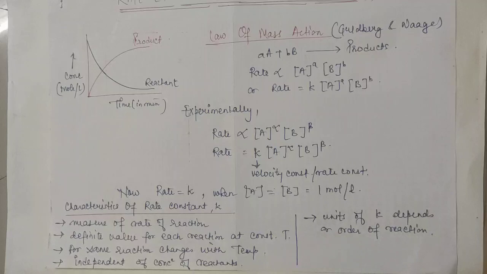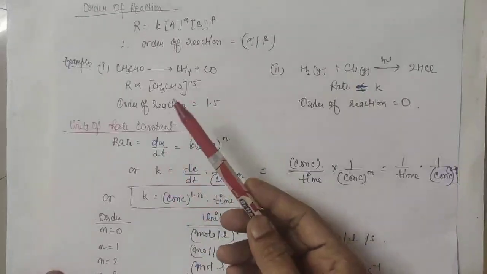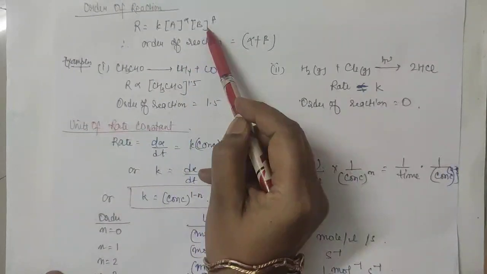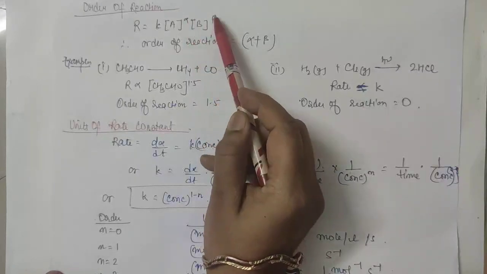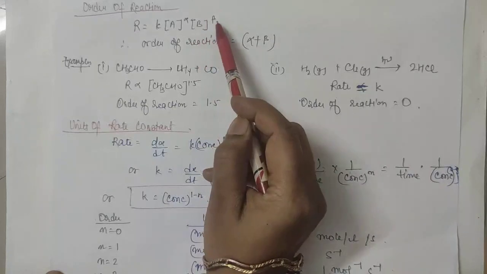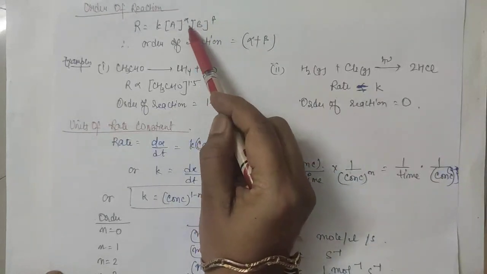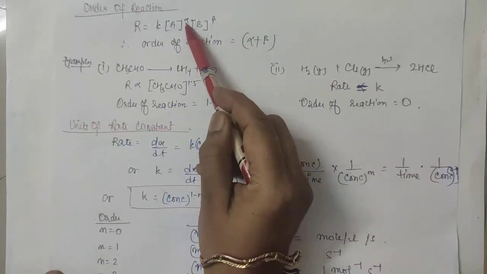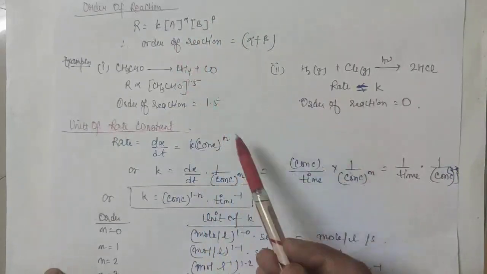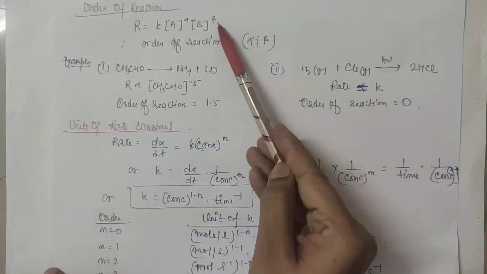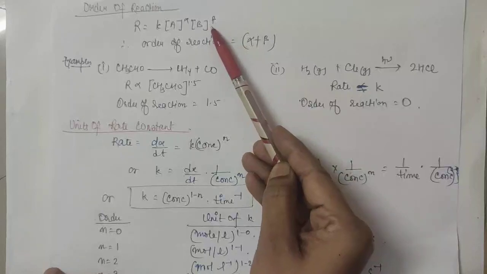Now, we will see what the order of reaction is. We know that from the rate law, rate can be represented as the product of concentration terms raised to some exponents, that is alpha and beta, which can be determined experimentally only. They cannot be inferred from just seeing the chemical equation. They are experimentally determined. So, for any reaction, the order of reaction is related to these exponents in the rate law.